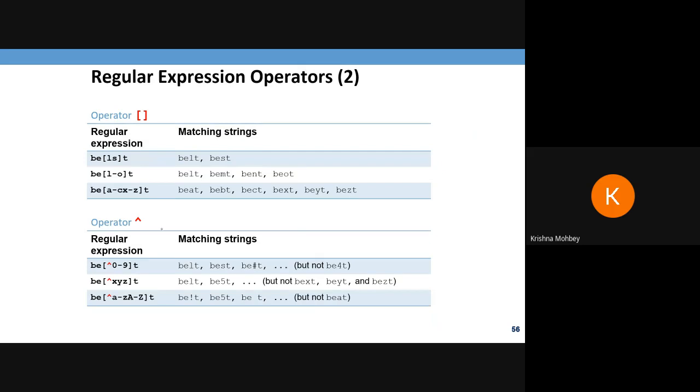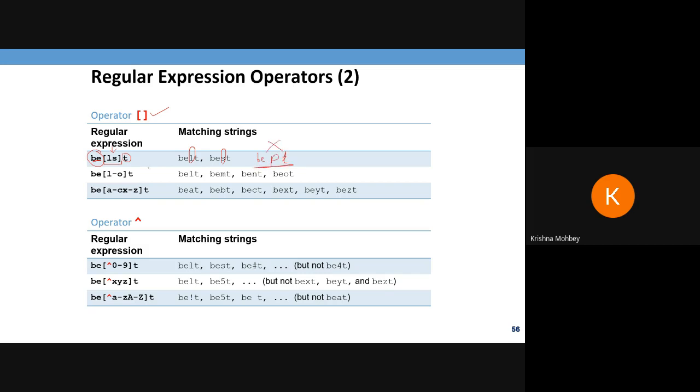Some more examples you can see here. As we have seen with the braces, BE, and inside the braces we have written L, S, and T. So the first two characters will be B and E, and the last character will be T. Inside the braces, if L or S is coming, it will match. Like you can see here, L is coming so it is matching, S is coming so it is matching. If any other character, suppose P, comes, it will not match.